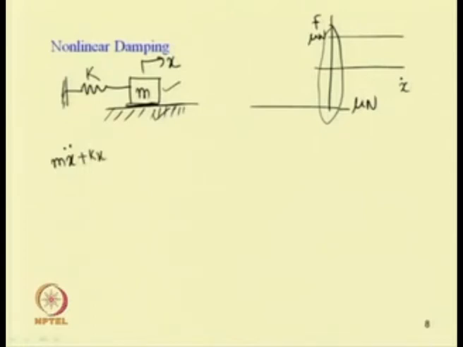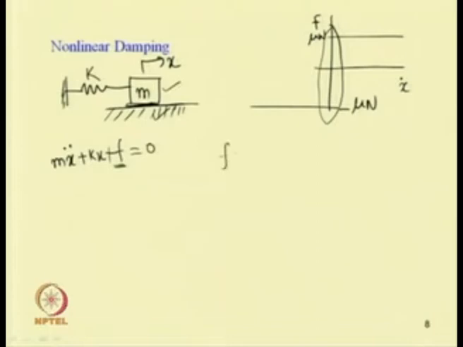Then we can add this damping force. When x dot is towards the right, the damping force will act towards the left, so we can write plus F, where F is the damping force, and this will be equal to 0.